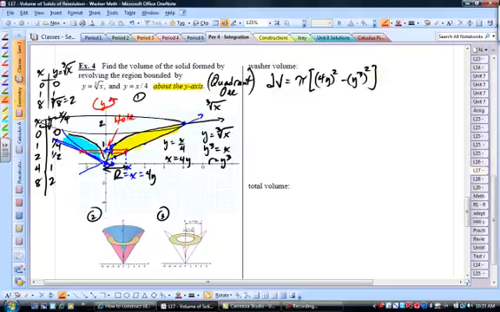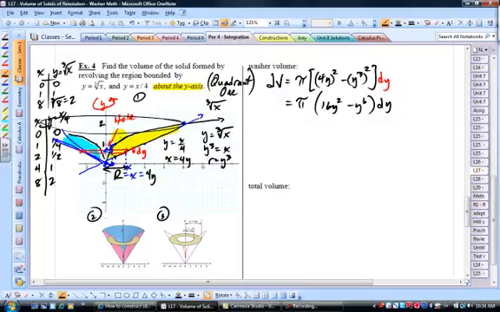Now the thickness is found right here. The difference in y values, or a differential of y, we'll call that dy. So my integrals are going to be in terms of y. I'm going to simplify that first. So my washer volume is going to be pi times 16y squared minus y to the 6th, times the thickness dy. And that's the volume of one of my washers from bottom to top.